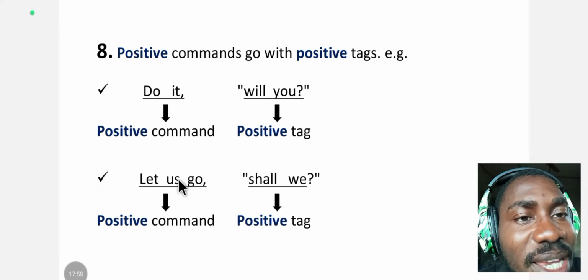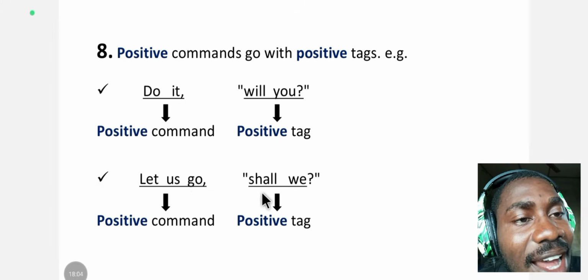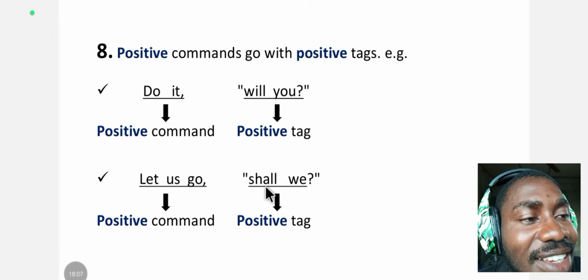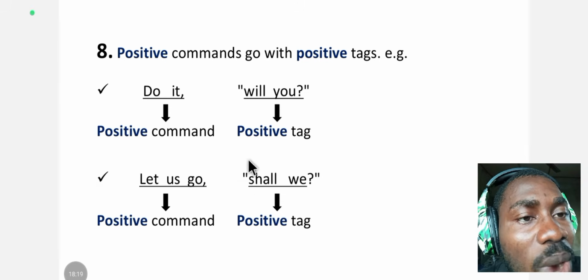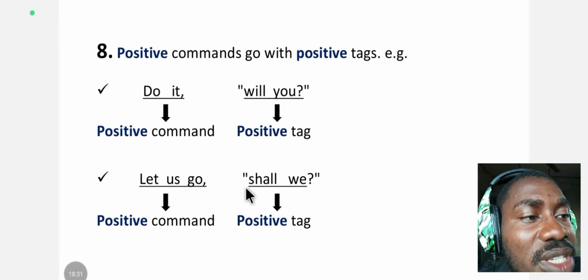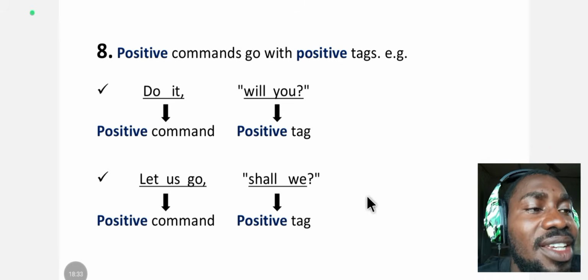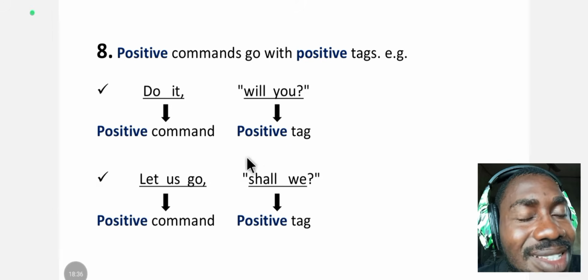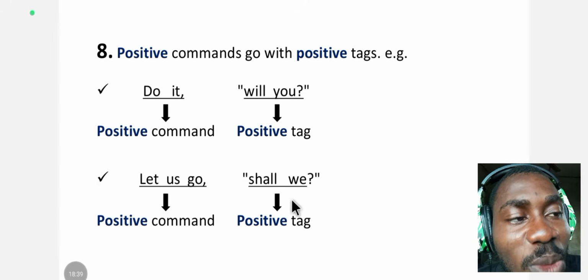Go here makes it a positive command. And if you look at our positive tag, it says shall we? Remember, when it's only one person, you use will. Will is suitable. But when it's more than one, you use shall. So let's go. You are referring to more than one person. So you use shall. Shall we? Positive tag. Positive command goes with positive tag.